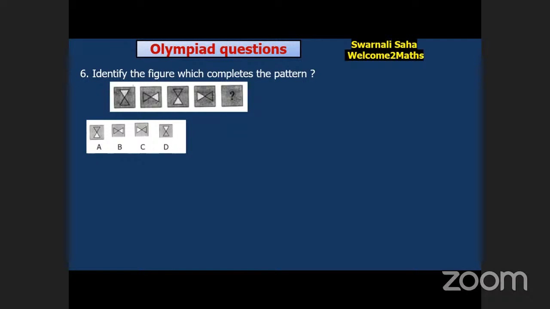Yes, it would be option A, because the figure you can see, whenever we rotate it, after a full rotation it will get just like the same. So it would be option A. A is the answer. Very good. A is the answer. Oh, sorry, D is the answer. D is the answer.